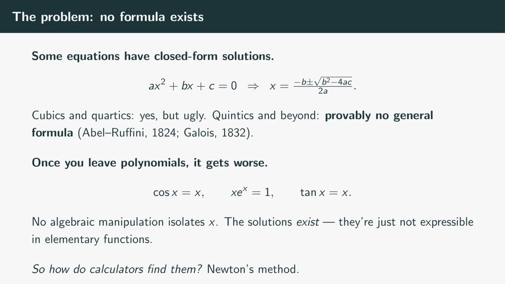And once you leave polynomials, it gets worse. Try to solve cosine of x equals x. That equation has exactly one real solution. You can prove it has a solution, you cannot write it down as a formula. Try x times e to the x equals 1. That's a famous one. The solution is a special constant called the omega constant, but again, no elementary formula. Or tangent of x equals x, which has infinitely many solutions, none expressible in closed form. So how does a calculator find the value when you ask for these? It iterates, and the canonical iteration is Newton's method.